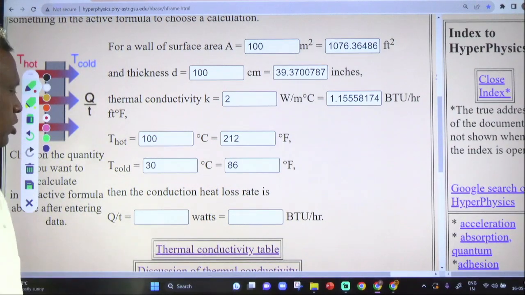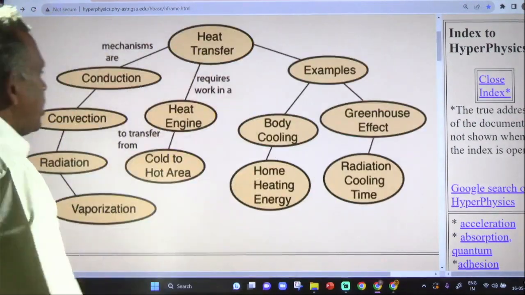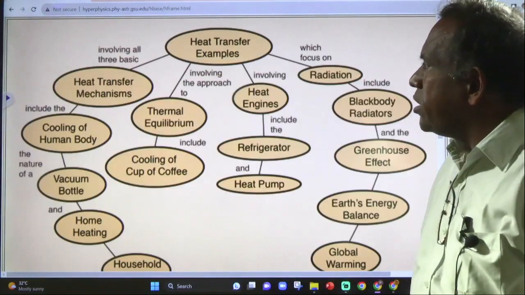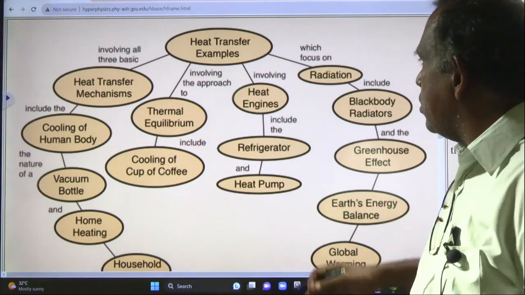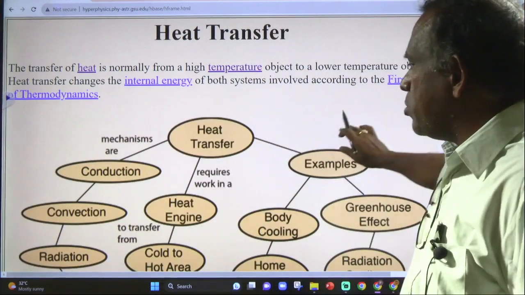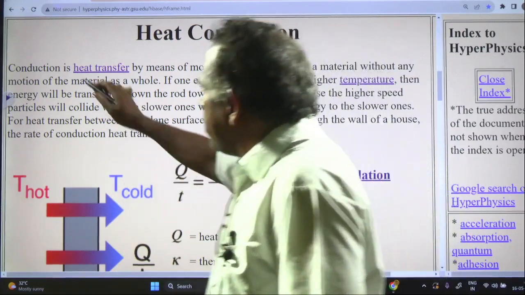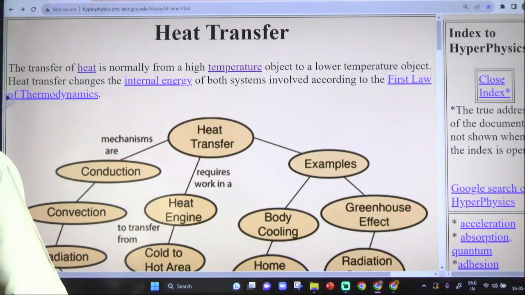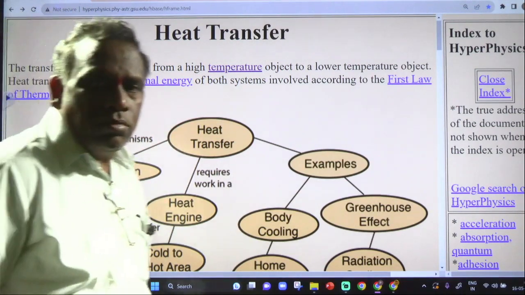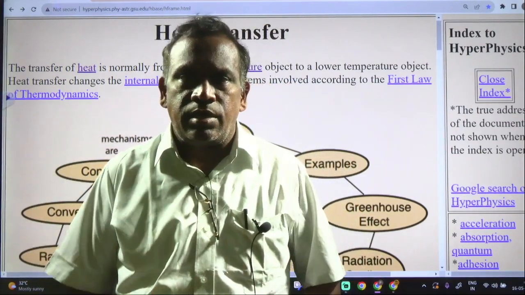So like that you can do the conversion and the calculations also. This is about thermal conductivity, heat transfer, and the conduction examples. After conduction there are convection and radiation, so we'll discuss convection and radiation and some more examples in the next video.